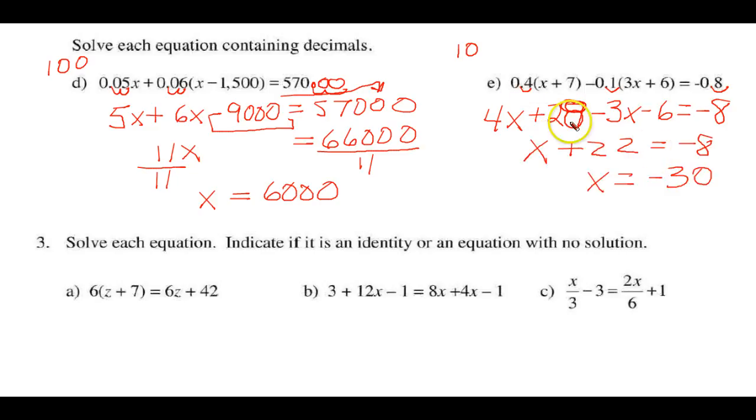So we group like terms. 4x minus 3x is x. A 28 and a negative 6 is 22. We transpose this to the other side, where it becomes a negative 22, and a negative 8 gives us a negative 30. So these check out.